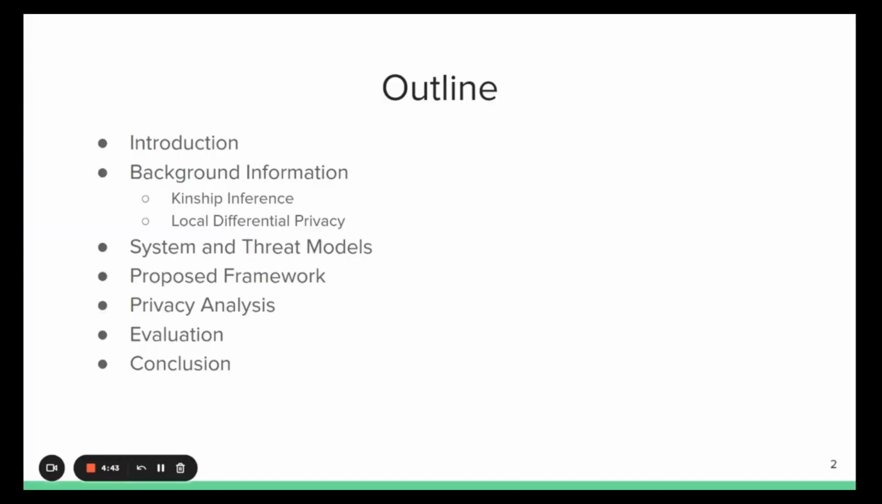Initially, I would like to give a brief outline of today's presentation. I'll go into the introduction, provide some background information after that. Afterwards, I'll provide the system and threat models along with the proposed framework. I'll dive into the privacy analysis, and finally, I'll provide the results and conclude the talk.